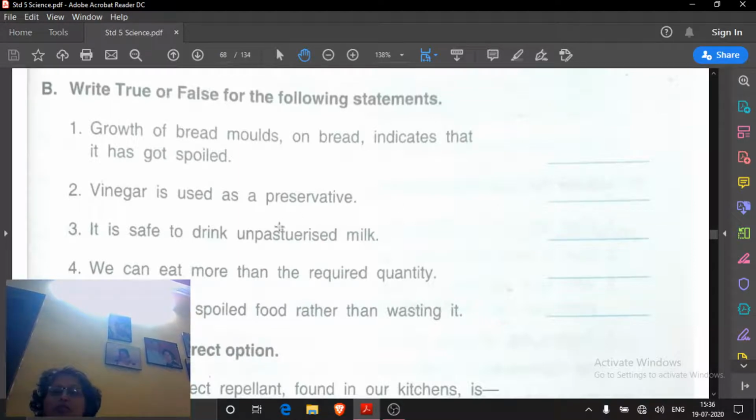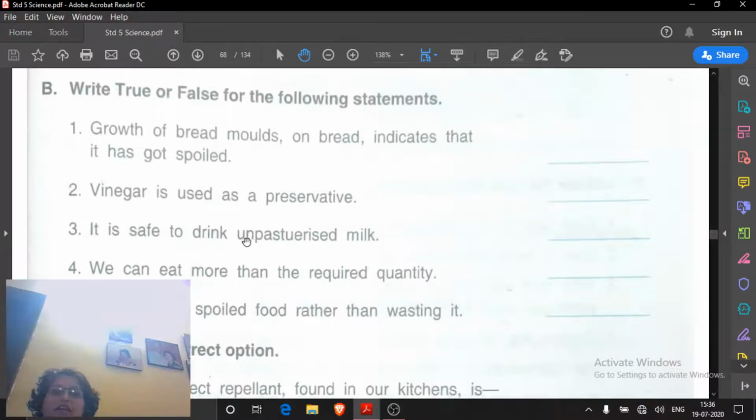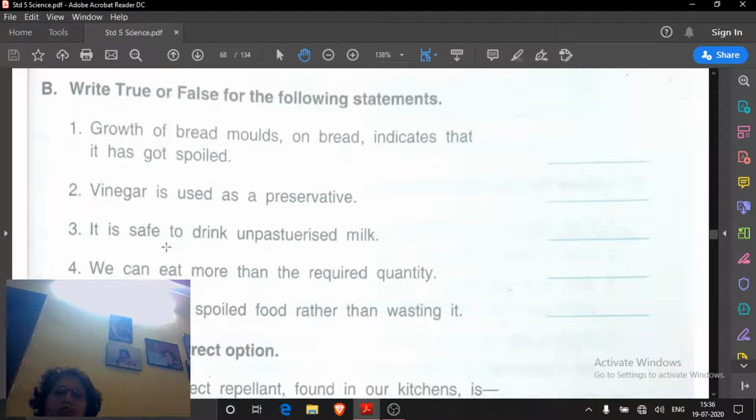Then you see, it is safe to drink unpasteurized milk. Now you tell me, children, is it safe to drink unpasteurized milk? No, it is not safe. So what will you write? In this statement, it is safe to drink unpasteurized milk, you will write here false.